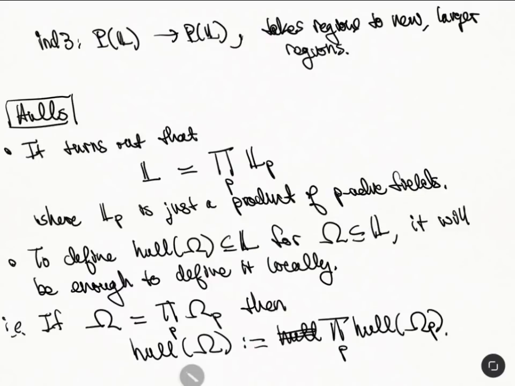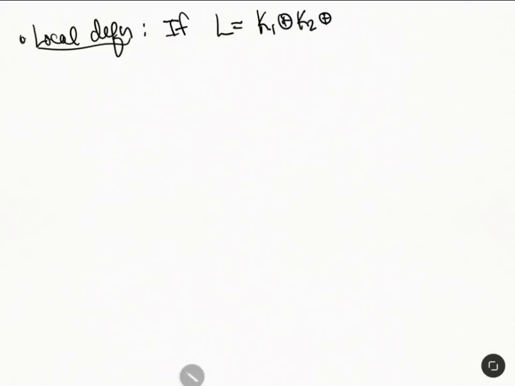Okay, so now let me say what the hull of omega p is. Okay, so the local definition. So if L is, let's write it like, are we gonna use direct sums? Let's use direct sums. K1 direct sum K2 direct sum K. I don't like that, because I'm gonna use that for K's for tensor products later. Okay, so L is K1. Oh, sorry, I did it again.